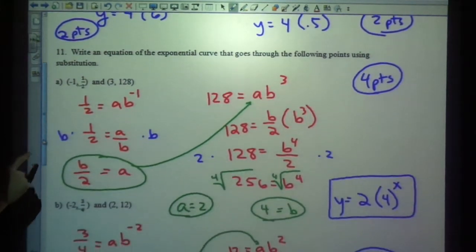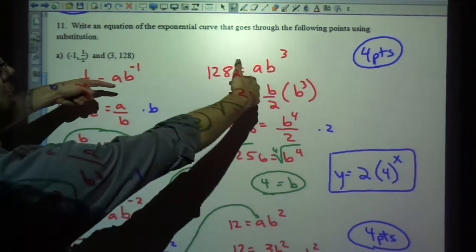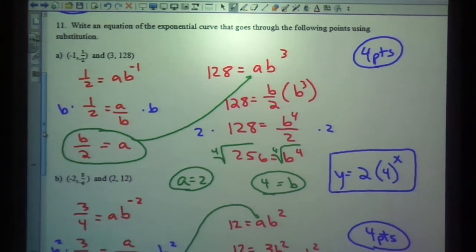Here's where you have to use your brain a little bit as you're grading. It's a 4-point problem here. I'm looking for 1 point for the initial setup. Did they put up those equations correctly? 1 point, did they get A by itself correctly? So that's the second point: did they do this right?